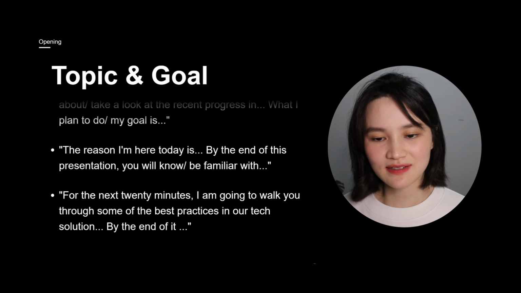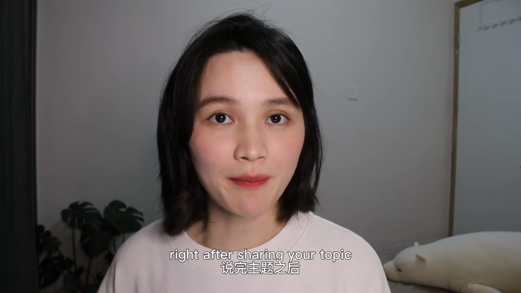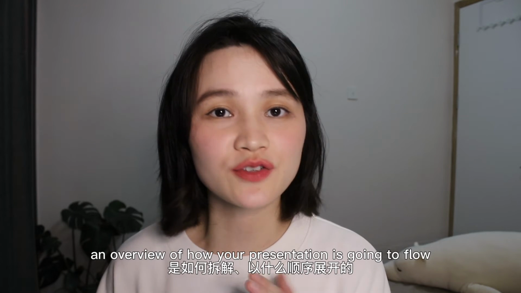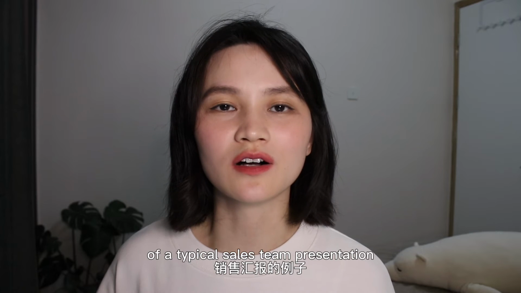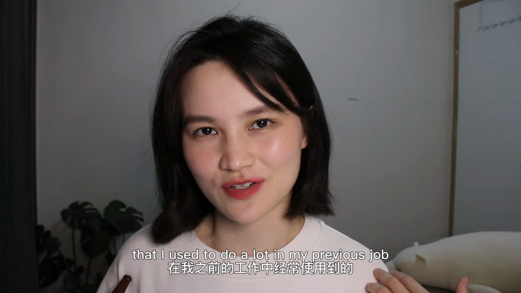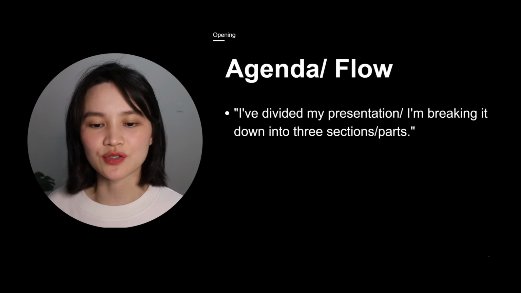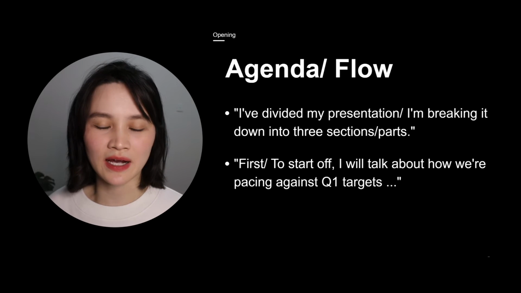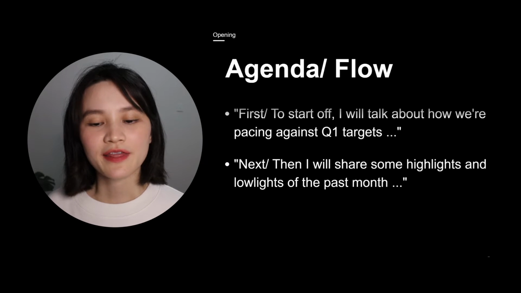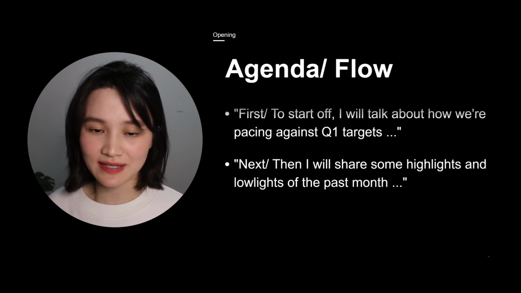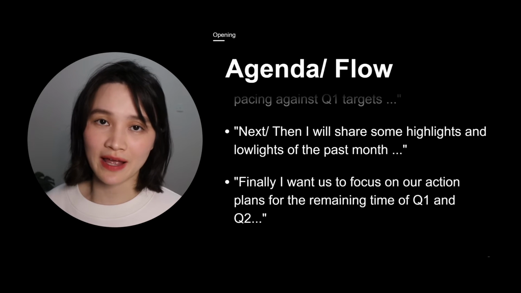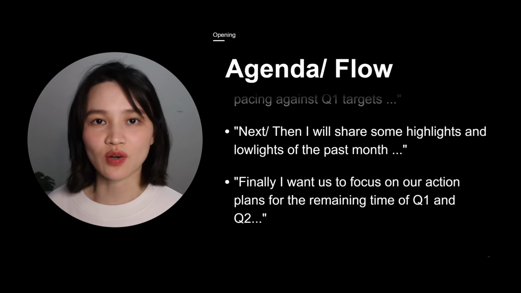Right after sharing your topic, you have to give the audience an overview of how your presentation is going to flow. Here I have an example of a typical sales team presentation that I used to do a lot in my previous job. "I'm breaking my presentation down into 3 sections. To start off, I will talk about how we're pacing against our Q1 targets. Then I will share some highlights and lowlights of the past month. And finally, I want us to focus on our action plans for the remaining time of Q1 and towards Q2."